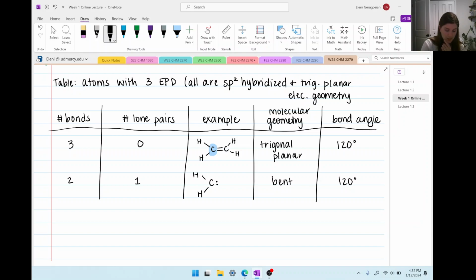Now, a lot of times when we are showing geometry in Lewis structures, this is where we'll consider, if we have an sp2 orbital, we'll draw bond angles to represent that 120 degrees. This is something you'll get used to over time. I'll give you feedback on homework to remind you of this.